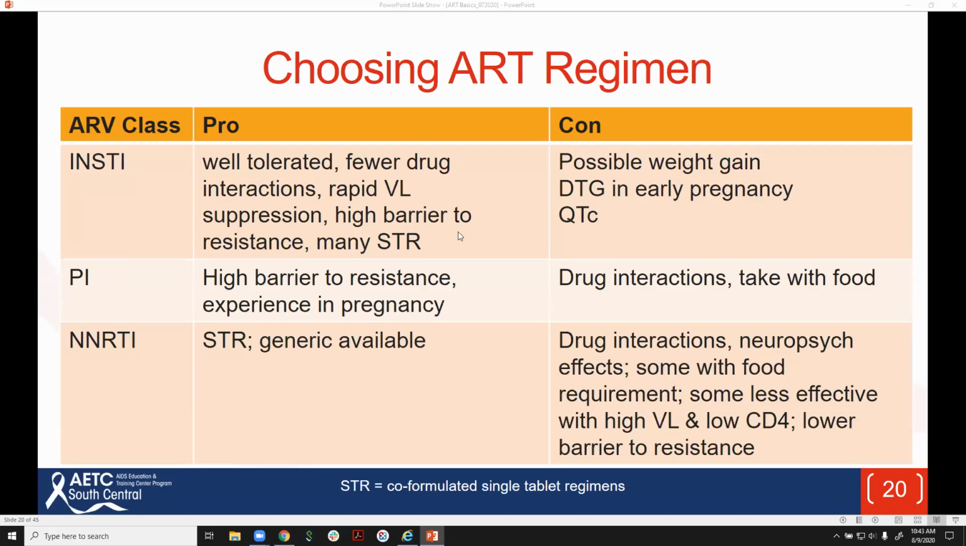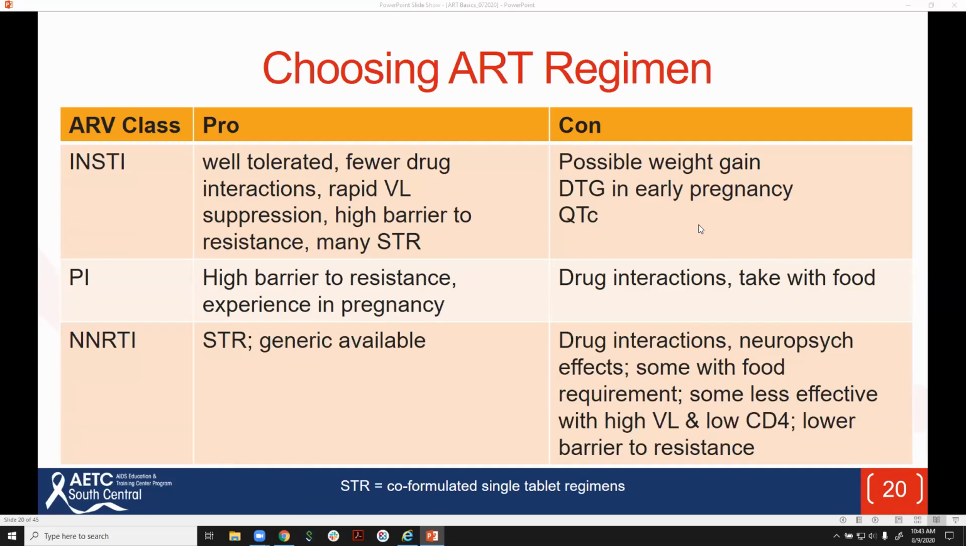It also has a high barrier to resistance. What that means is that the HIV has to have multiple mutations against the integrase inhibitor in order to cause that inhibitor not to have any activity. And there are many single tablet regimens that include an integrase strand inhibitor. What are some cons? The possible weight gain. Again, we're getting more and more data showing weight gain. We don't know what that means. Is it a dangerous kind of weight or a healthy kind of weight? We need to hear more.